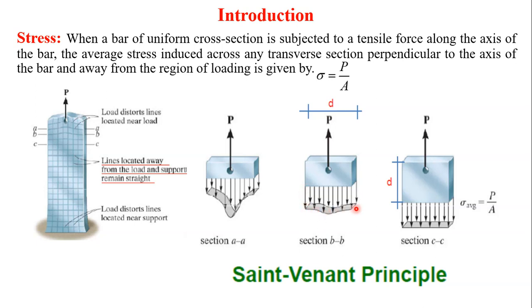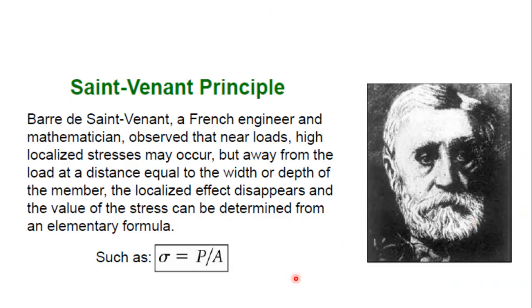But away from the load, at a distance equal to width or depth of the member, the localized effect disappears and the value of the stress can be determined from the elementary formula sigma is equal to P upon A. So if we move further away from the point of application of load, we will have a stress distribution like this, where the effect of localized stresses is somewhat reduced. Further, if we move away at a distance equal to D, where D is the width of the section, we will have uniform stress distribution, and stress is equal to force upon the cross-sectional area of the member on which load is acting. So this is called the Saint Venant principle.